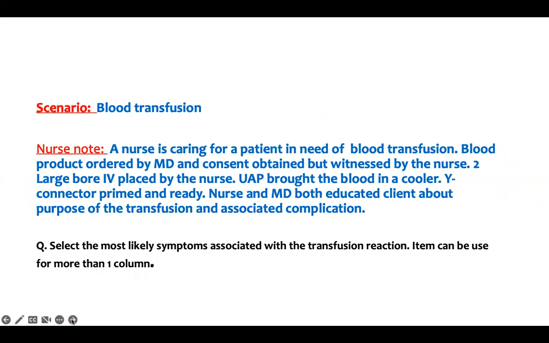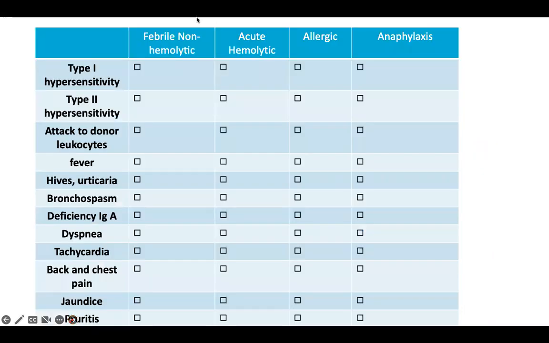us. So the question, exactly what is being asked, is select the most likely symptoms associated with the transfusion reaction. Item can be used more than once in a column. And so this is the actual question being asked, okay? So I've given you things you should know by now if you're going to take your exams.